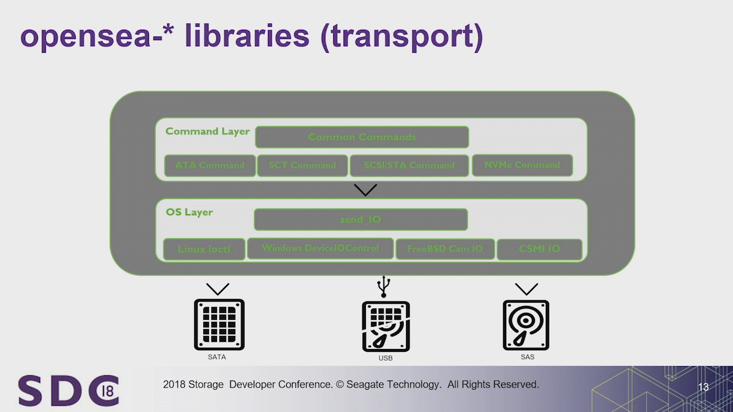Oh, I'm actually running in Linux, and I need to go send an ioctl. Oh, I'm running in Windows, I need to do device IO control. I'm running in FreeBSD, I need to do CAM IO. I'm running in, this is CSMI IO. I don't know if you guys know, CSMI is a Windows Intel driver unique way of doing IO. And then I think in Solaris, it's SCSI IO that you do. So basically, that's how the command trickles down, right?